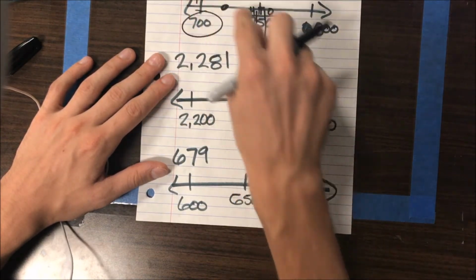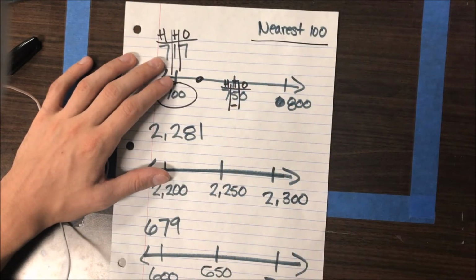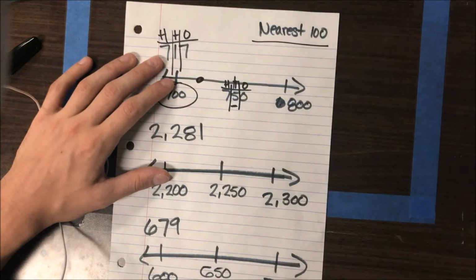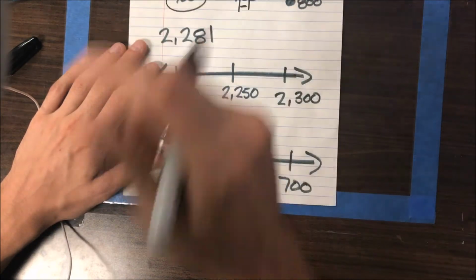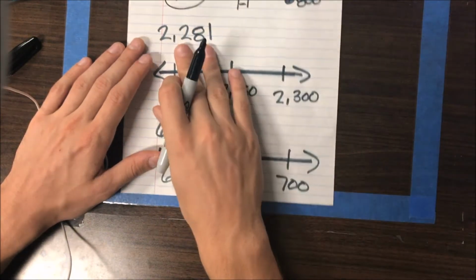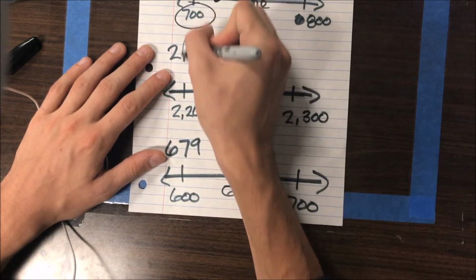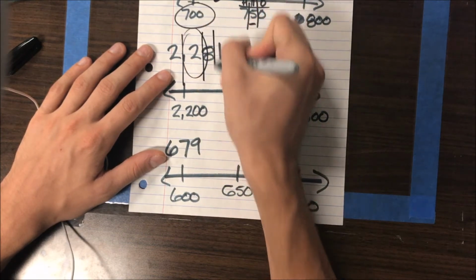So in this one, we had to look at the tens place to decide. That's different from the nearest 10, because there we had to look at the ones, and now we're looking at the tens place. So let's look at this one. Once again, we're still rounding to the nearest 100, even though it's a larger number, so we know we're still looking at this place value to see if it changes.